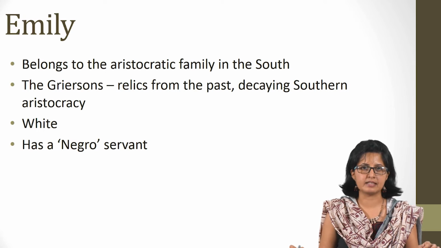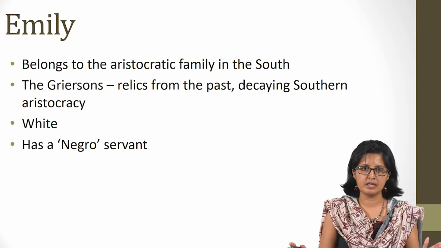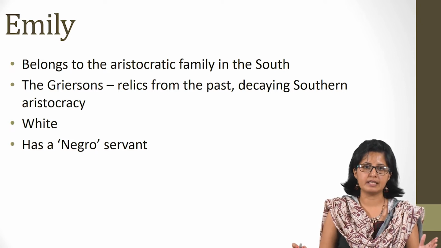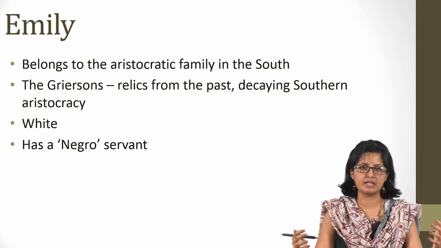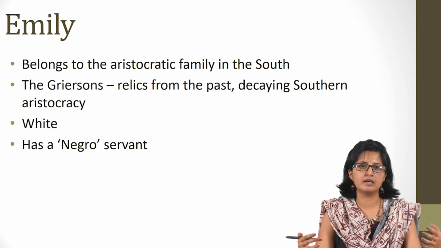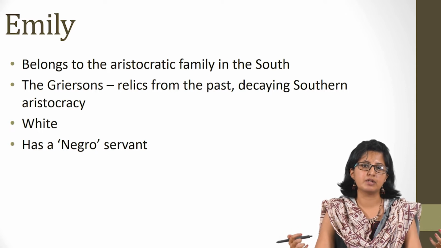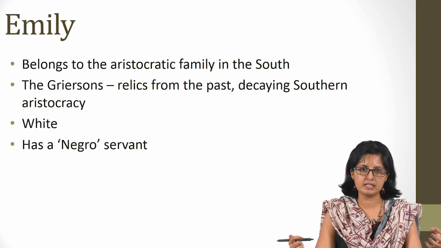Emily is the lead character about whom this entire story is written. She belongs to an aristocratic family in the South, the Griersons. The Griersons, the entire family, the household itself, can be seen as a symbol, a relic from the past, a kind of living symbol of the decaying southern aristocracy. We get to know that she is white. She also has a Negro servant, though it is set during a time when slavery has already been abolished.